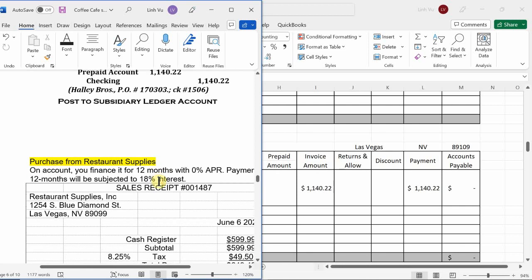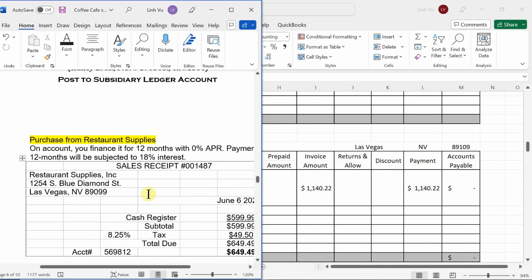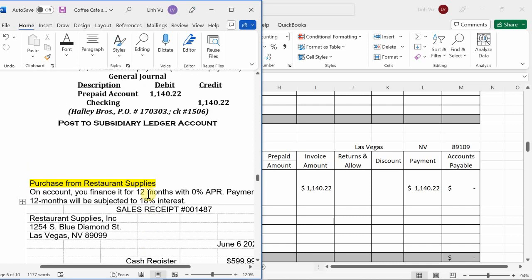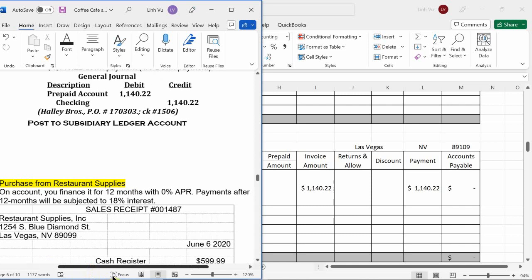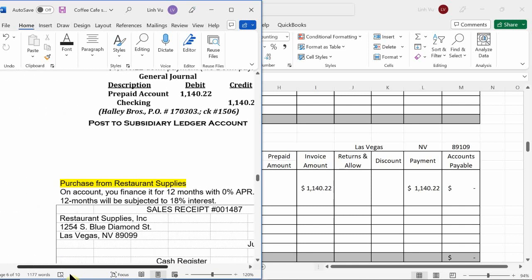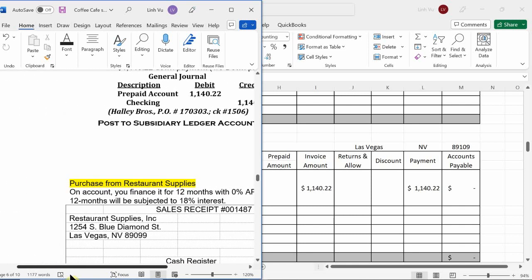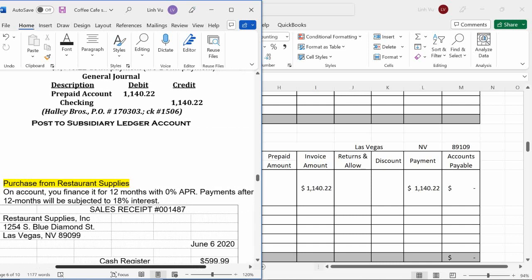All right, because we did the journal, the ledger, and the subsidiary ledger. Okay, so let's take a look at what happened here. We're still on the 6th. It says here that we end up purchasing from Restaurant Supplies. We end up buying on an account, and you financed it for 12 months with 0 APR. Of course, payments after the 12-month holding period will be subjected to an 18% interest.